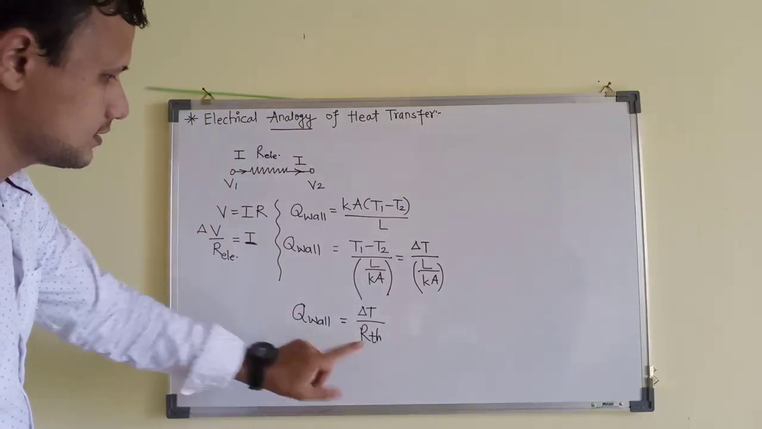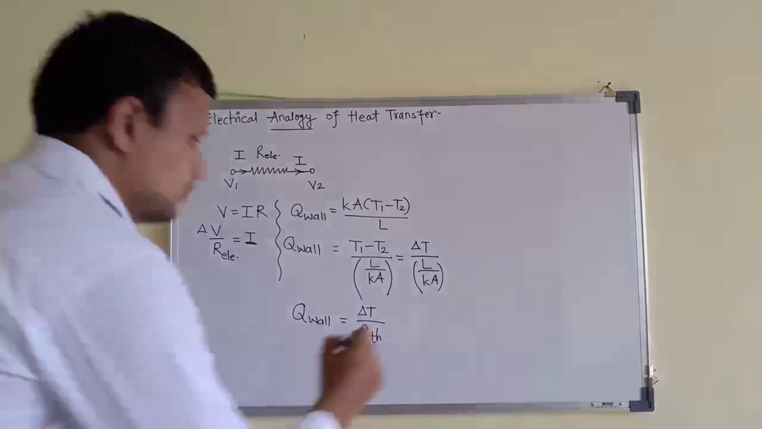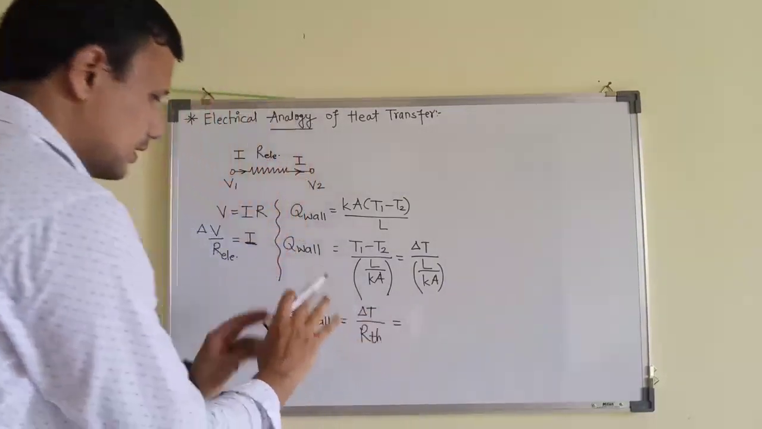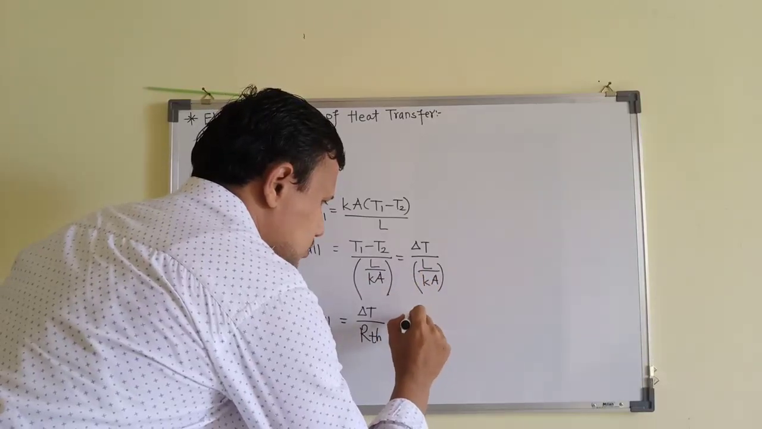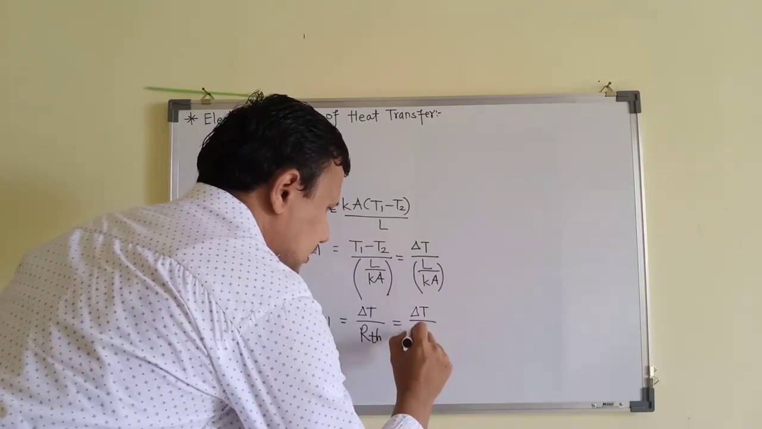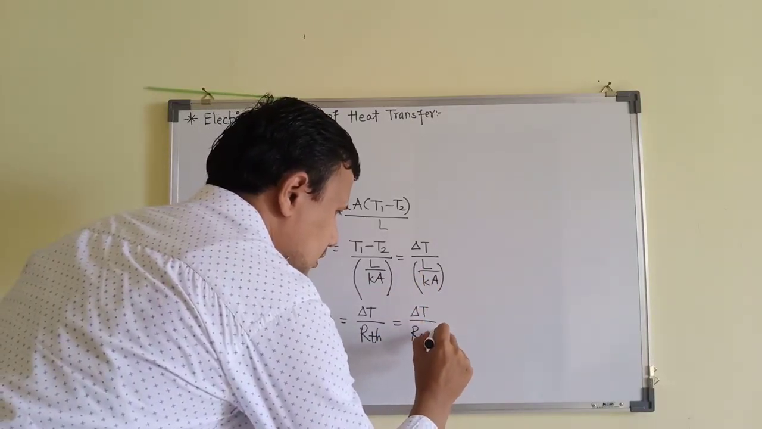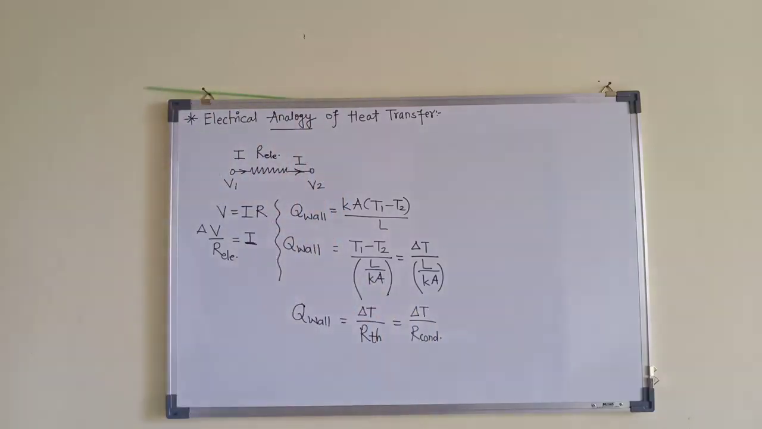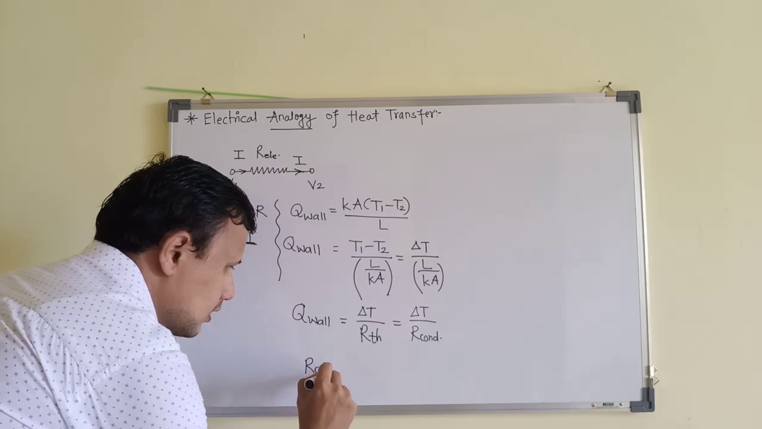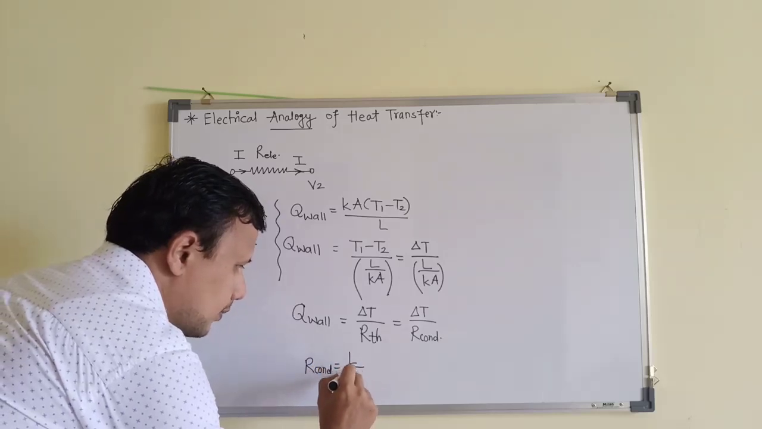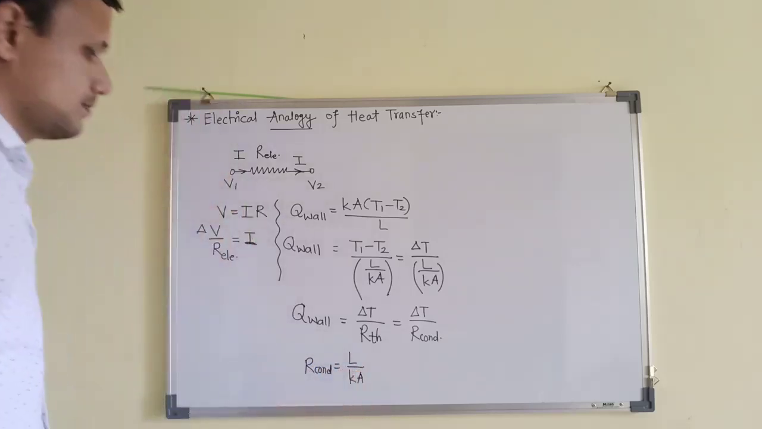TH indicates that it is a thermal resistance. Now this is the particular case of conduction and it is quantified as L by kA. So I will write it as delta T upon R conduction. It means if we want the formula for R conduction, it is equal to L upon kA.